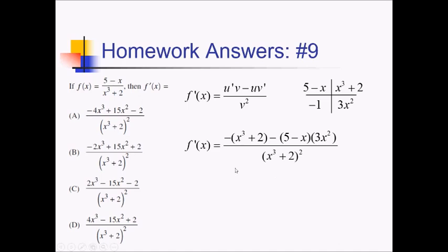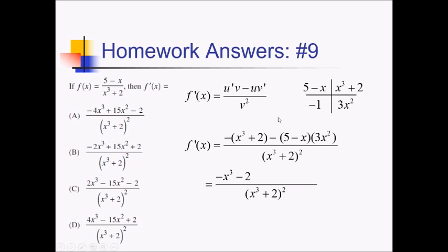Now it looks like I'm going to have to simplify this to match one of the answer choices. I've at least already taken the derivative, but I'm not quite there yet. So let me distribute. This is going to be negative x cubed minus 2 for that piece. Denominator we're going to keep the same. There's no reason to multiply this out because all the answer choices have this as a squared parentheses. Let's just simplify this other part.